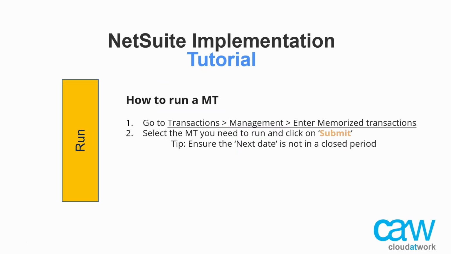Now, how do you run a memorized transaction? So once you've set it to schedule every month, you can set it to run automatically, so automatically create the transaction, or you can run this yourself. Most companies use the manual run of their transactions. Why? Because then they don't have to remember which bill they have to go and look for, maybe vendor bills without a reference. And so to do this, you have to go to Transactions, Management, Enter Memorized Transactions. You select the memorized transaction you want to run and you click on Submit.